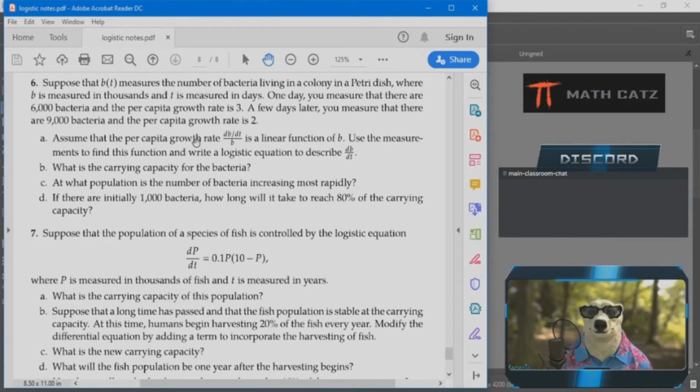Assume the per capita growth rate is a linear function, which is what the logistic model assumes. Generalization from the basic exponential model. Use the measurements that they gave me to find this function and write a logistic equation, the differential equation. Okay, so let's do that.